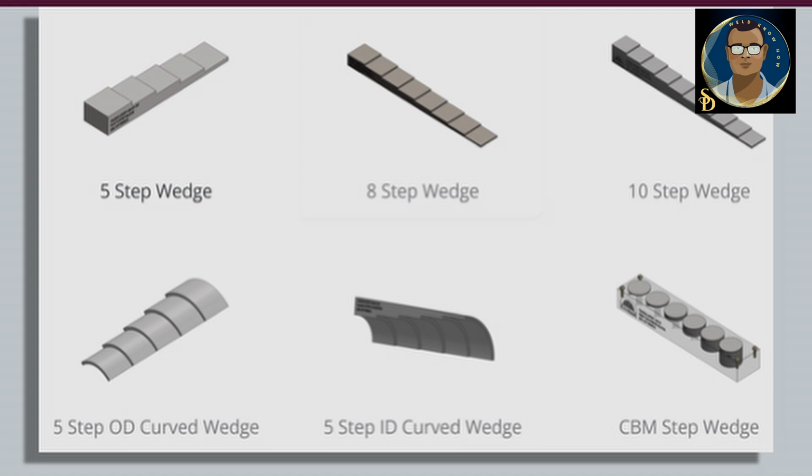The types of calibration blocks that are available can be step wedges. These are suitable for thickness measurement applications, available in different step configurations such as 5-step wedge, 8-step wedge, and 10-step wedge, and the range of thickness varies depending on the material thickness of the application.